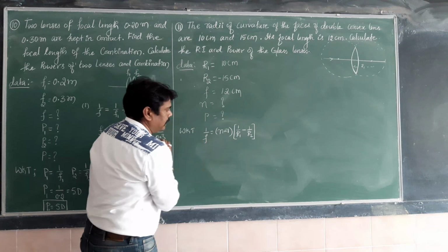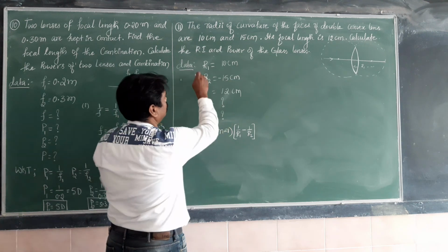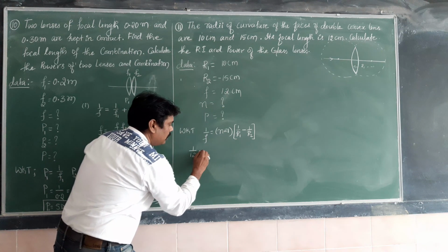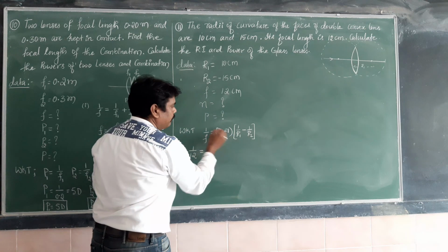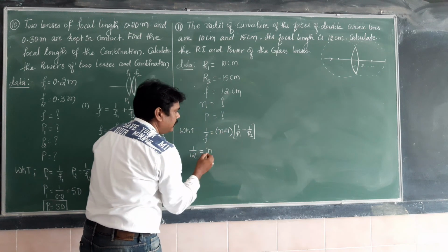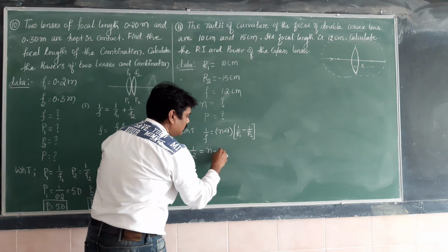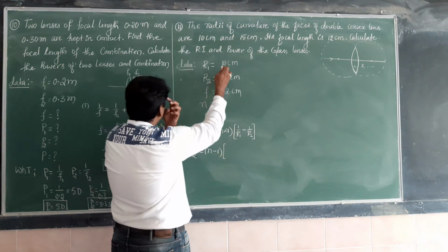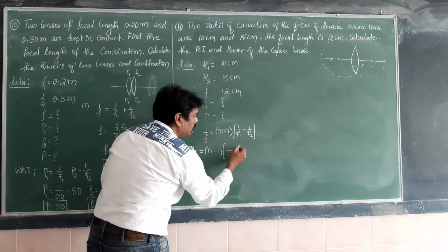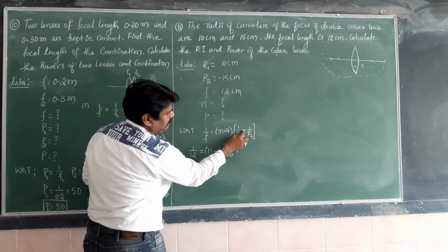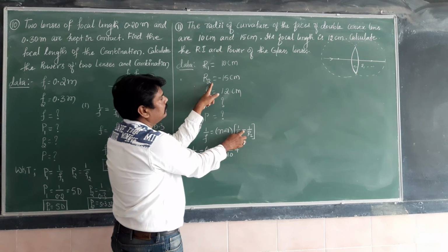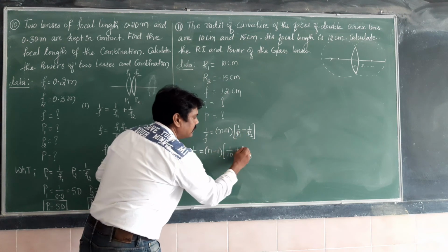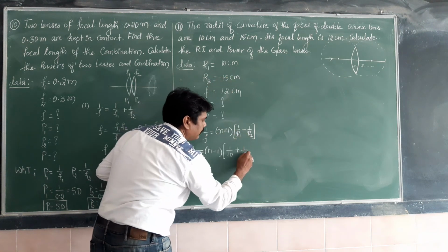Now, to find the value of n, I want to substitute all the values. If I substitute, 1 by f is 1 by 12, equal to n minus 1, where n is the refractive index that we have to calculate, into 1 by R1, and R1 is 10, so 1 by 10, minus of minus, it will become plus. Here it is minus: in the given data, the value of R2 has to be taken as negative, according to the sign convention. It will become plus 1 divided by 15.